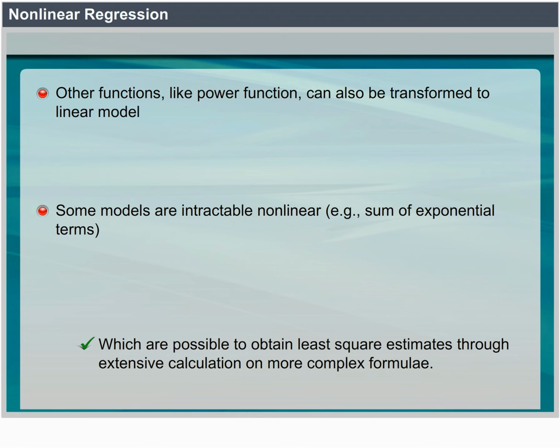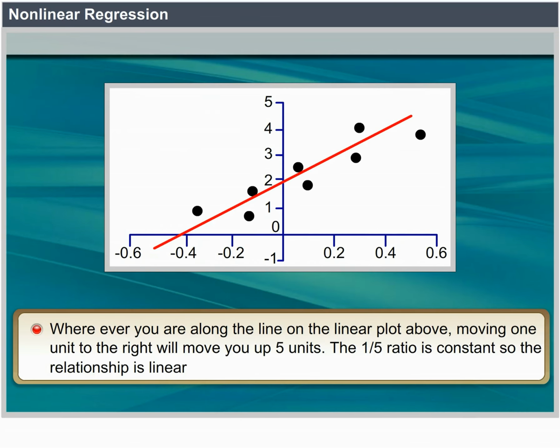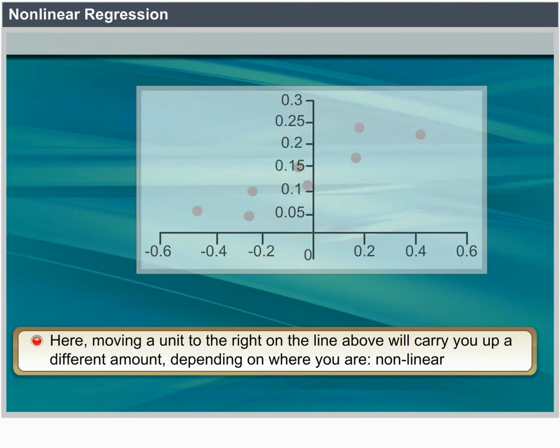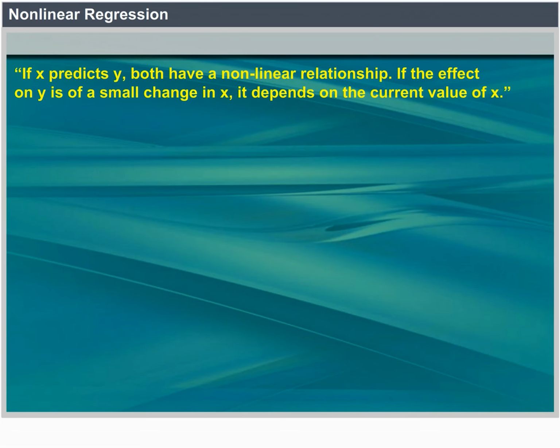Wherever you are along the line on the linear plot shown on screen, moving 1 unit to the right will move you up 5 units. The 1/5 ratio is constant, so the relationship is linear. In this figure, moving a unit to the right on the line above will carry you up a different amount depending on where you are, that is, nonlinear. If x predicts y, then they have a nonlinear relationship if the effect on y of a small change in x depends on the current value of x.